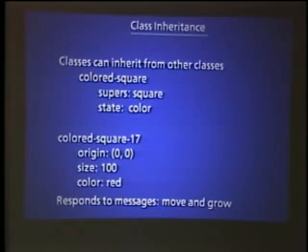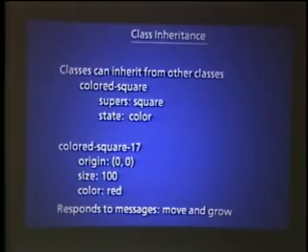Now, classes don't live by themselves. Classes can live in a space of other classes. This is a key idea of object-oriented systems, in that classes can inherit from other classes. So you can have a colored square, and a colored square is a kind of square. So it says that its supers of colored square is square itself. And it has some special state by virtue of it being colored, namely a state called color.